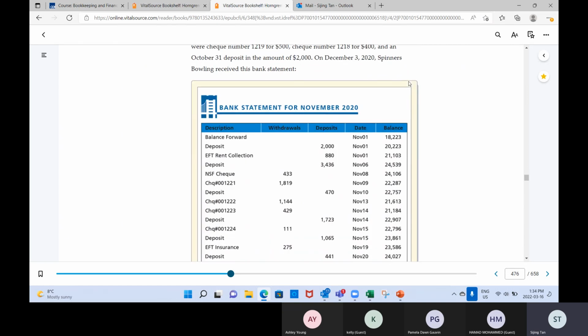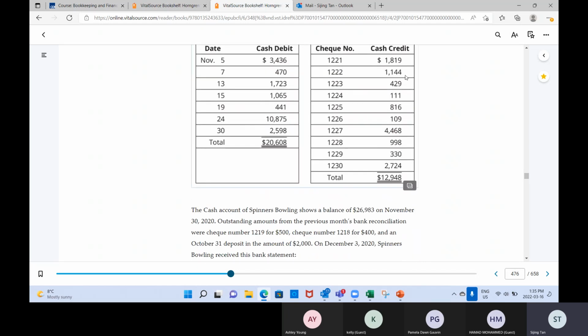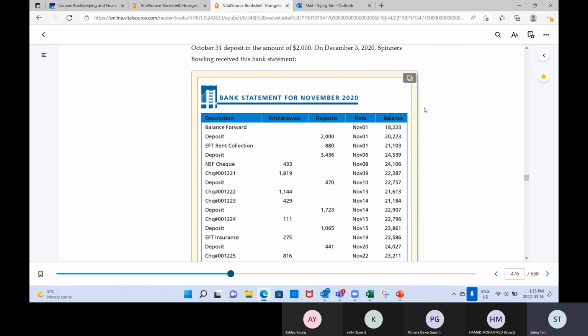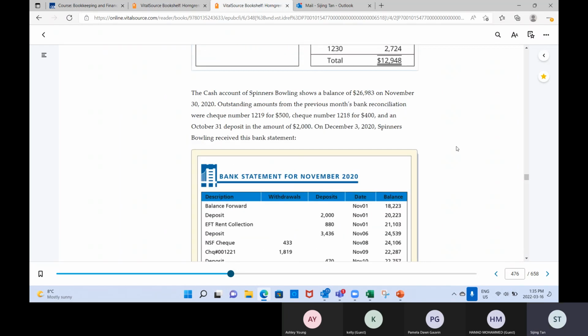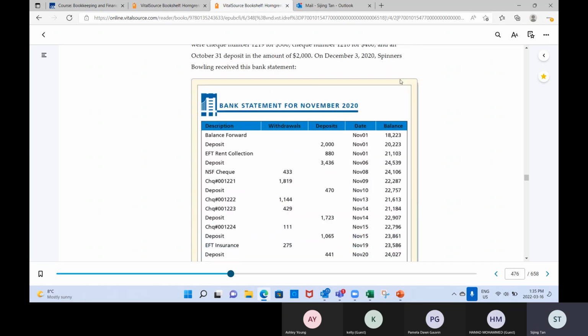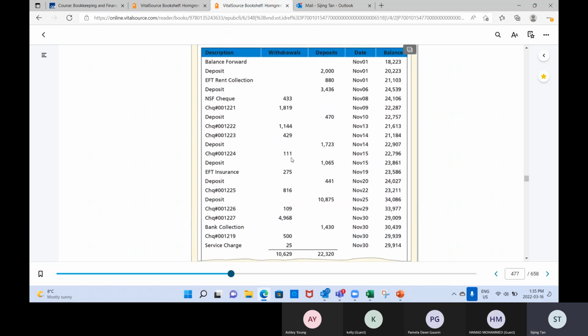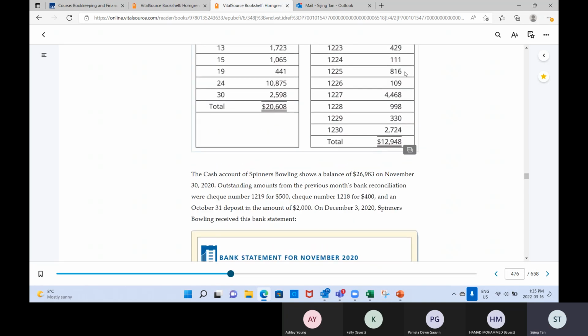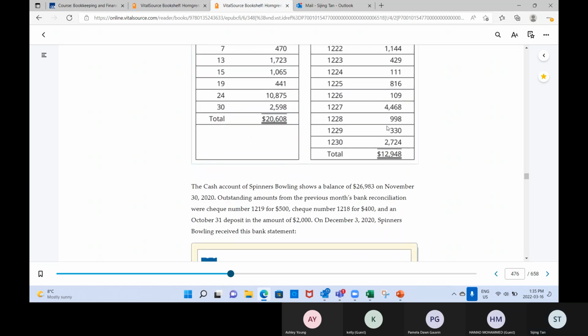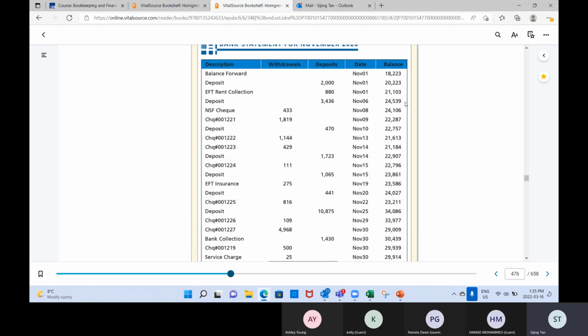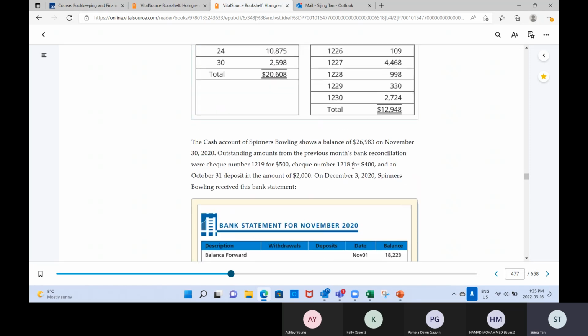So this is 1221, 1819. We have 1819. There's a 433 that shows under the bank statements, but not in the book, so we're going to adjust our book. We just make sure that 1819 matches 1819. There's 1144, 1144. There's 429, 429. And there's 111, 111. And then 816, there's 816. And there's 109, there's 109.